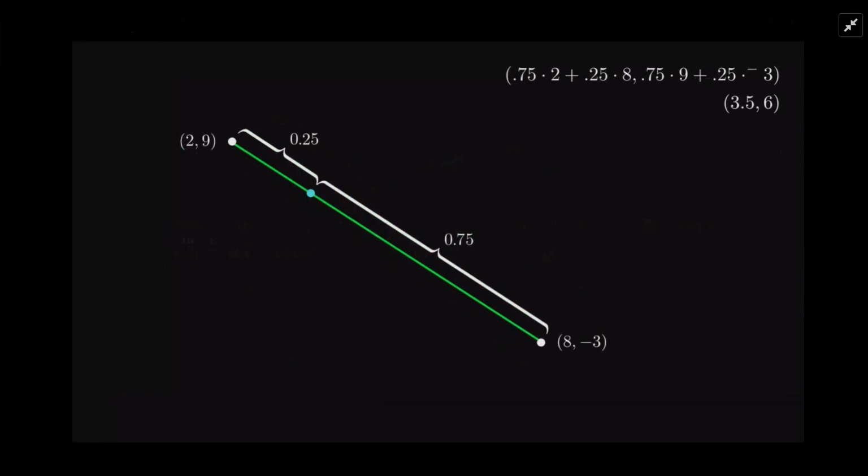Okay, so you can use this to get any coordinate there if you're given the ratio. All right. I hope that was helpful.